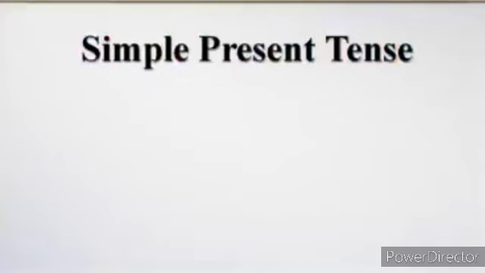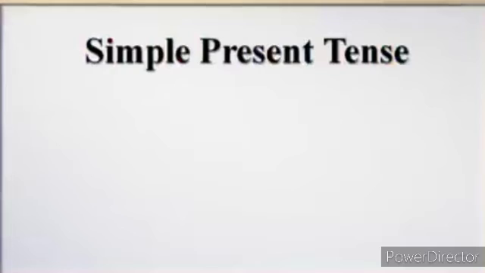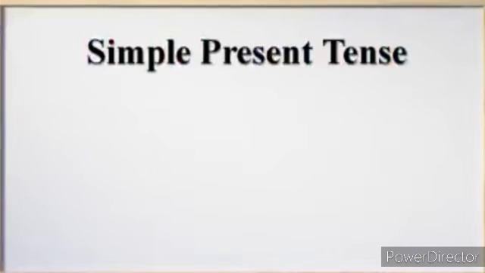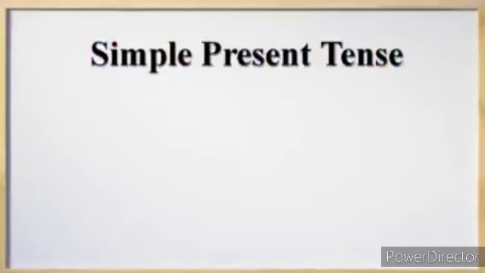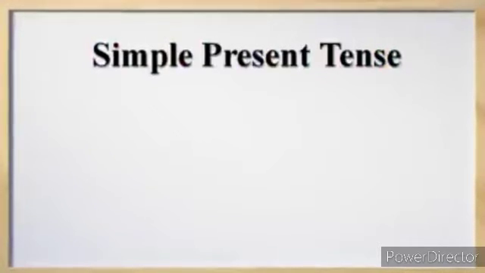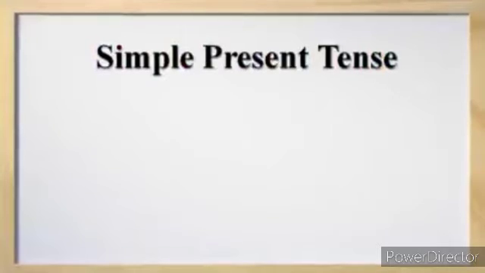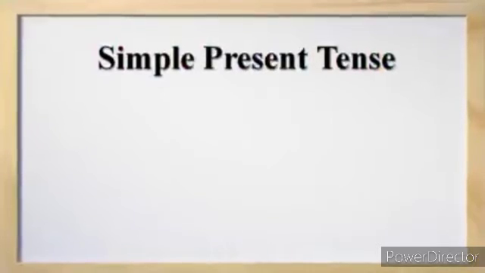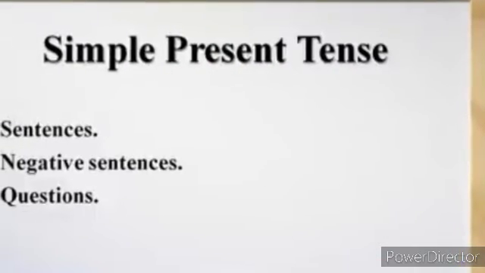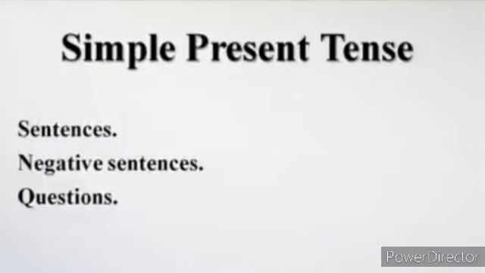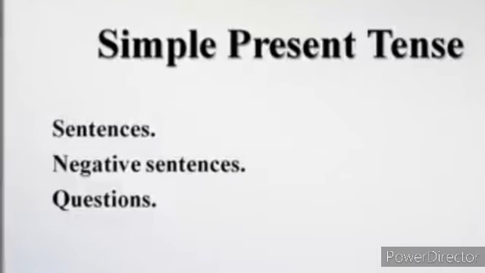Simple present is a verb tense with two main uses. We use the simple present tense when an action is happening right now. So children, the simple present tense is formed by using the root form or by adding s or es to the ends. You can see there are three types: sentences, negative sentences and questions.